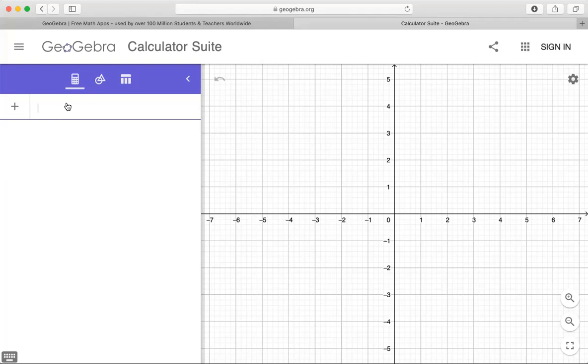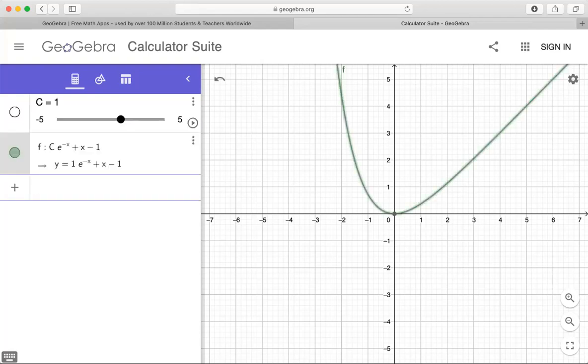The instructions in this exercise say that we should use GeoGebra to plot several typical solutions. So the typical solutions were y equals c times e to the negative x. I often write that using the exponential function, so it's the exponential of negative x, and then plus x, and then we had minus 1. All right. Okay, so there's a plot. Oh, and it realized that c was some constant, and it gave us a slider.